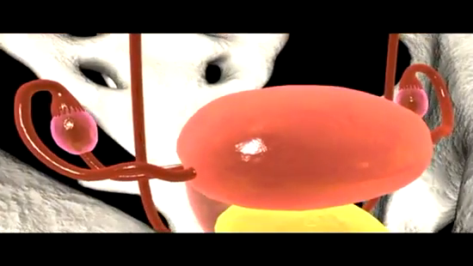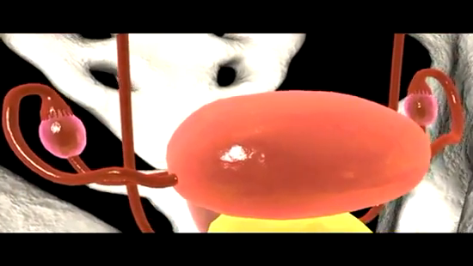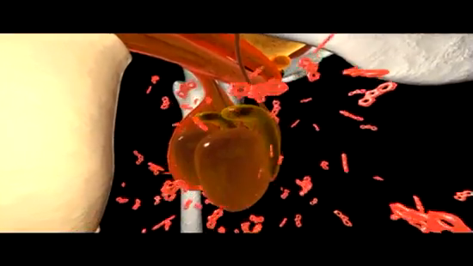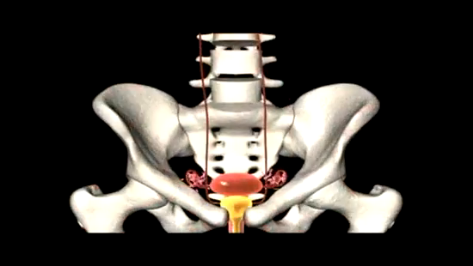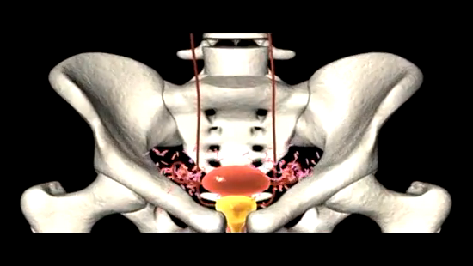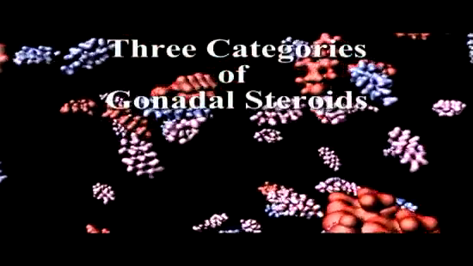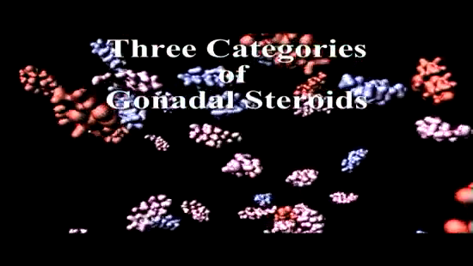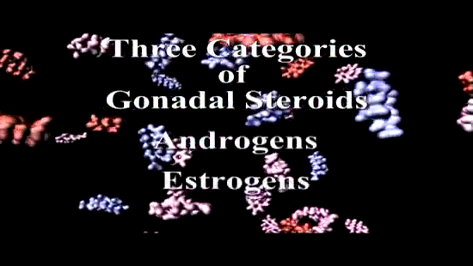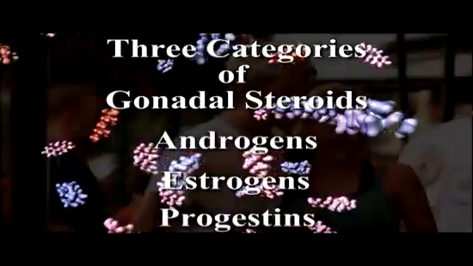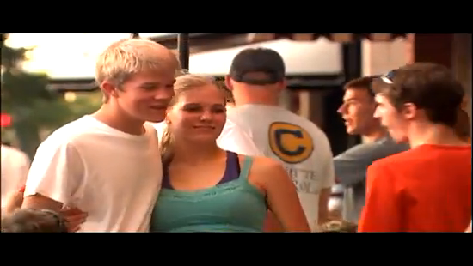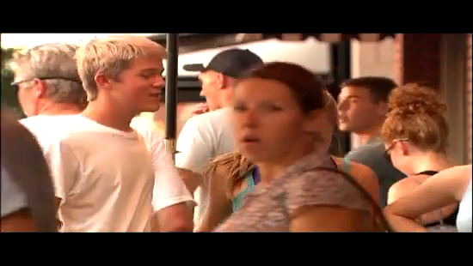The gonads, testes in males and ovaries in females, are important endocrine organs, producing steroid hormones that affect growth and development, as well as regulating reproductive cycles and behaviors. There are 3 major categories of gonadal steroids: androgens, estrogens, and progestins. Both males and females have all 3 types, but in different proportions.